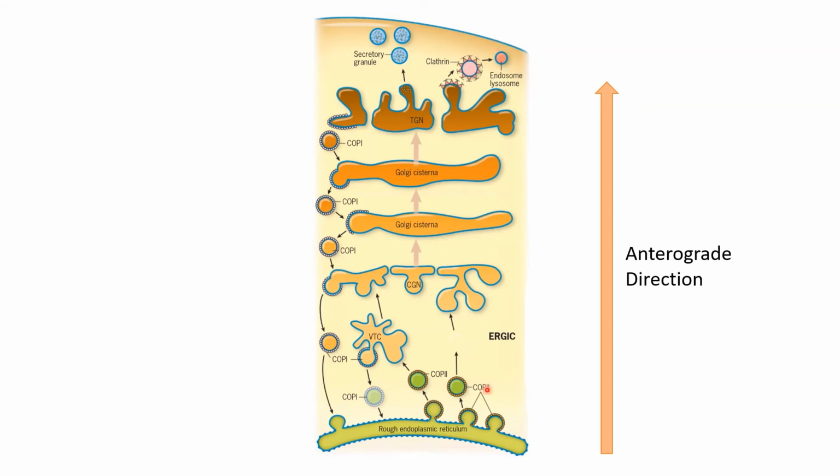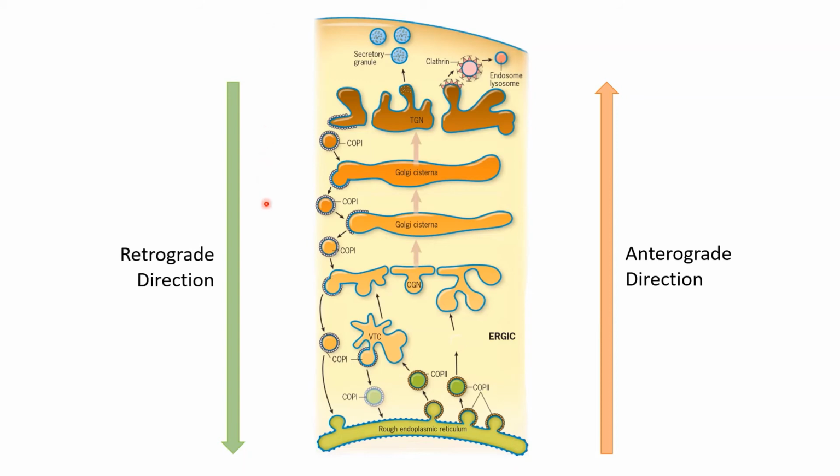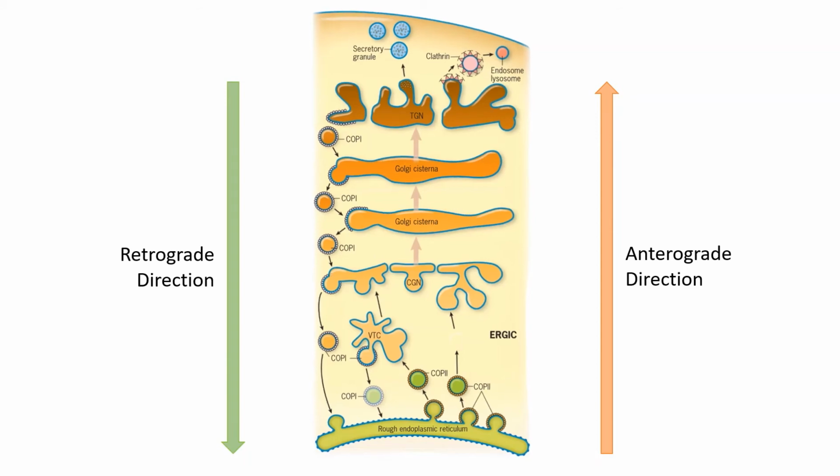If it's from the ER towards the Golgi and towards the outside of the cell, that's an anterograde motion or direction. And if it's from the outside of the cell going to the Golgi and then going to the ER, that's a retrograde or the reverse direction.